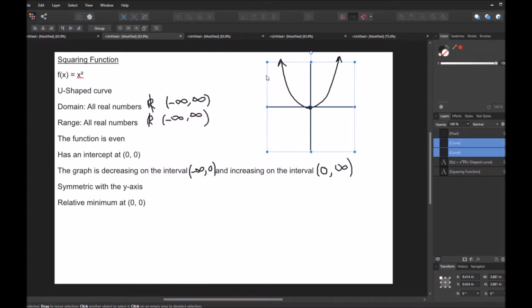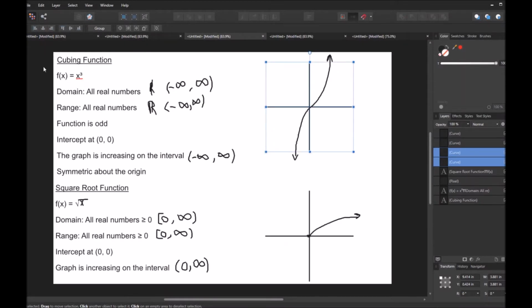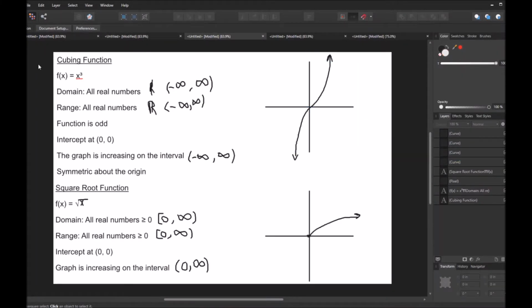As you can see, we've got another depiction of f of x equals x squared here. You can see the u-shaped curve, the symmetry about the y-axis, and the relative minimum at (0, 0). Next we get into the cubing function, which can be represented by f of x equals x cubed. The domain and range are all real numbers. This function is odd, meaning that if you plug in negative x for x, you're going to get negative f of x out of it. It has an intercept at (0, 0). It's increasing on the interval negative infinity to infinity, and it's symmetric about the origin.